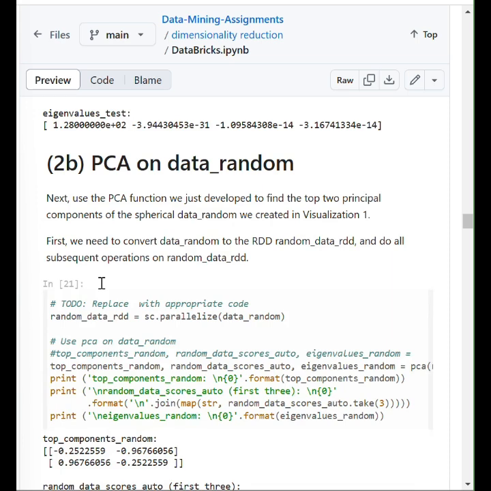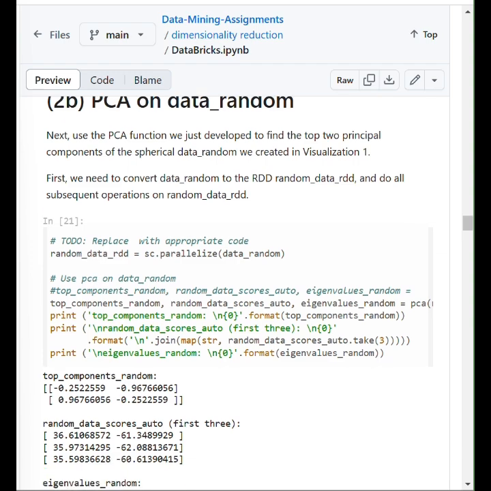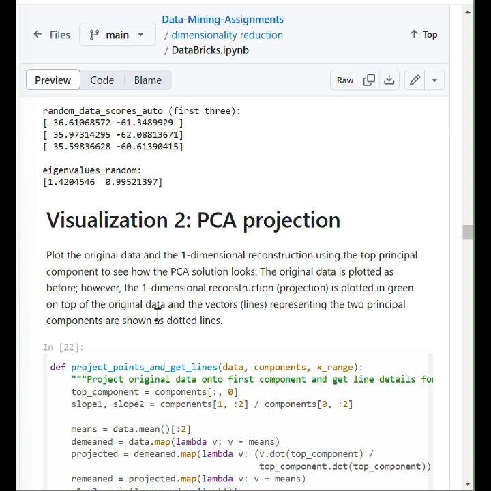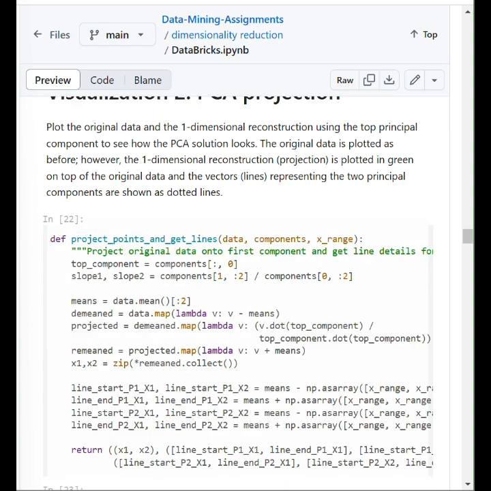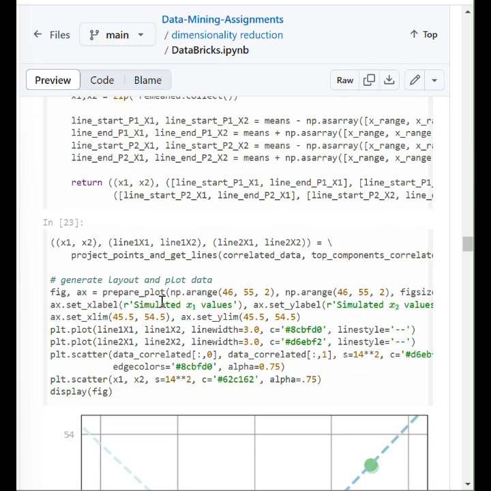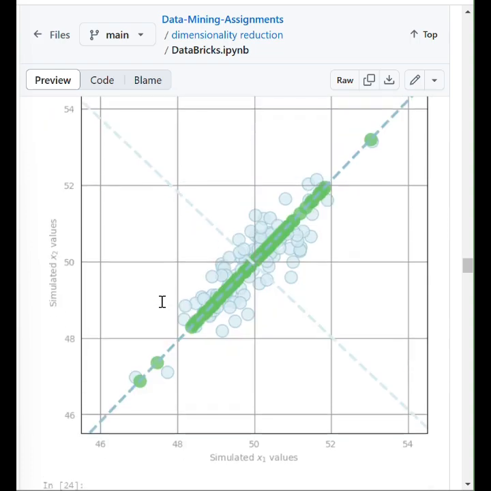Next, we use the PCA function we developed to find the top two principal components of the spherical data we created in the visualization. The original data is plotted as before, however, the one-dimensional reconstruction is plotted in green on top of the original data, and vectors representing the two principal components are shown as dotted lines.